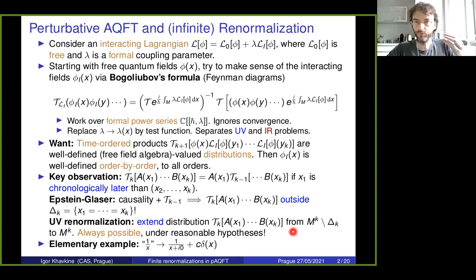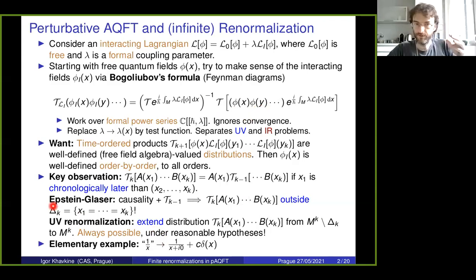So what we need to do now is to extend this distribution from these k copies of the spacetime minus the thin diagonal to all of these multiple copies of the spacetime, because once that's done, then the k argument time order product is defined. And then this perturbative expansion is defined basically up to order k, right? And if we then can do this for time order products of k plus one arguments, this perturbative expansion is defined to order k plus one, and so on and so forth, okay?